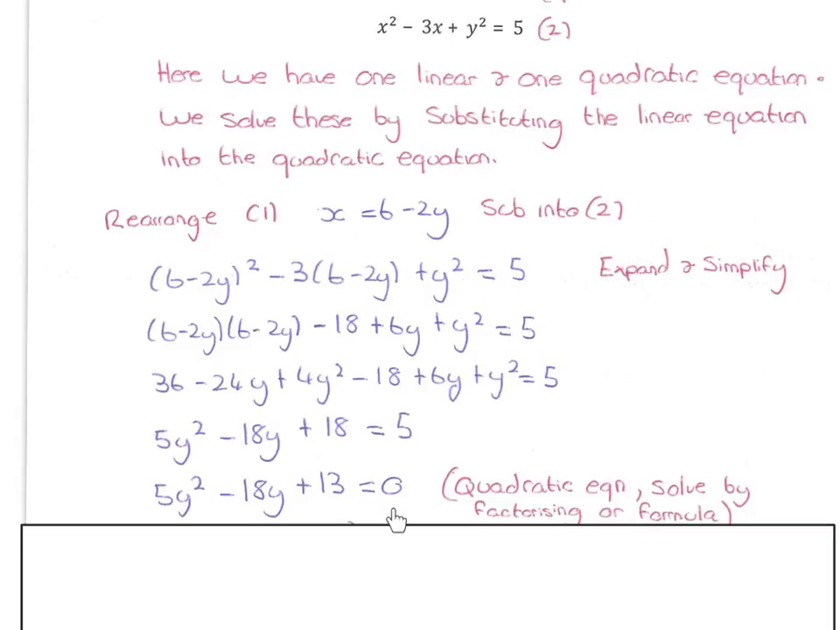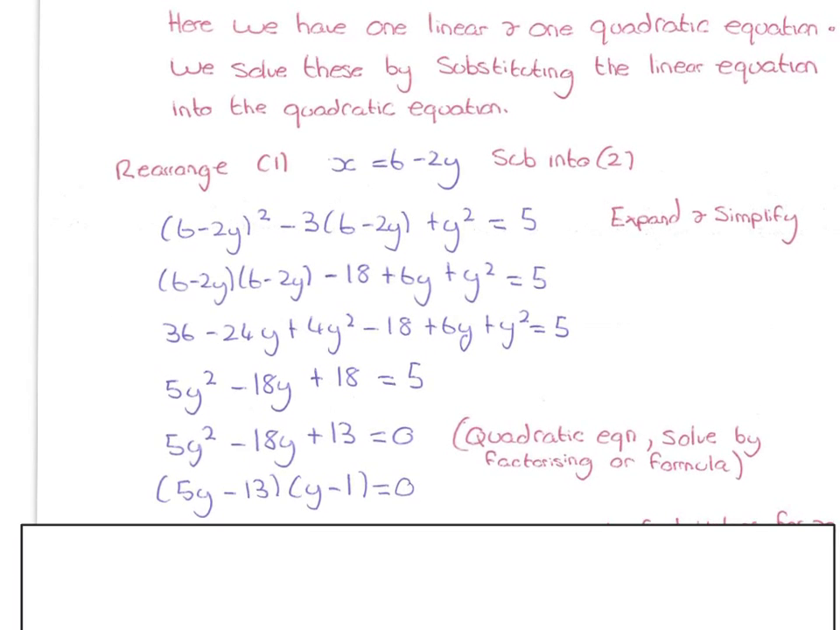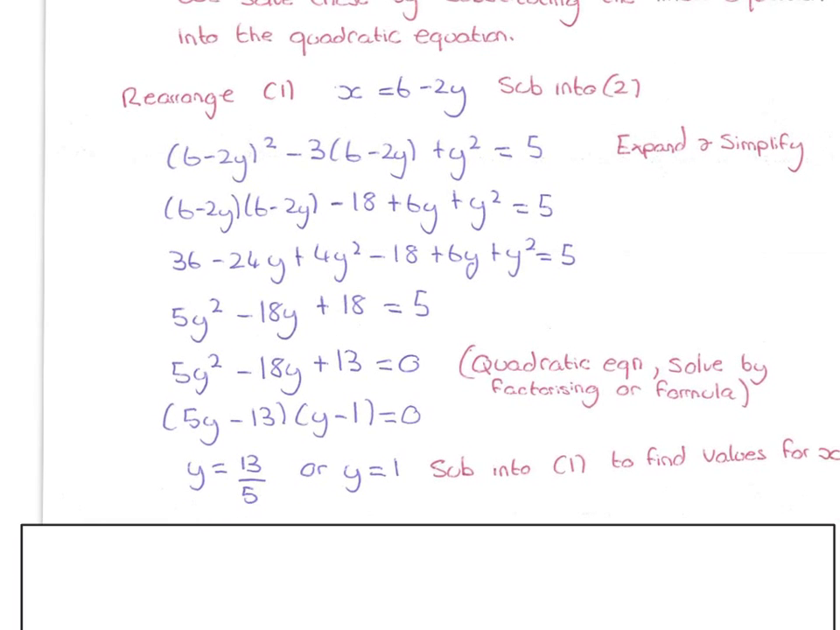So now it's up to us how we solve this. You can solve by factorising, or you can use the quadratic formula. It doesn't matter as long as you get your answers for y. It's easy enough to do by factorising. Into double brackets, we get 5y minus 13 and y minus 1 equals 0. Solving that, we get 2 answers for y. We get y equals 13 over 5, or y equals 1.